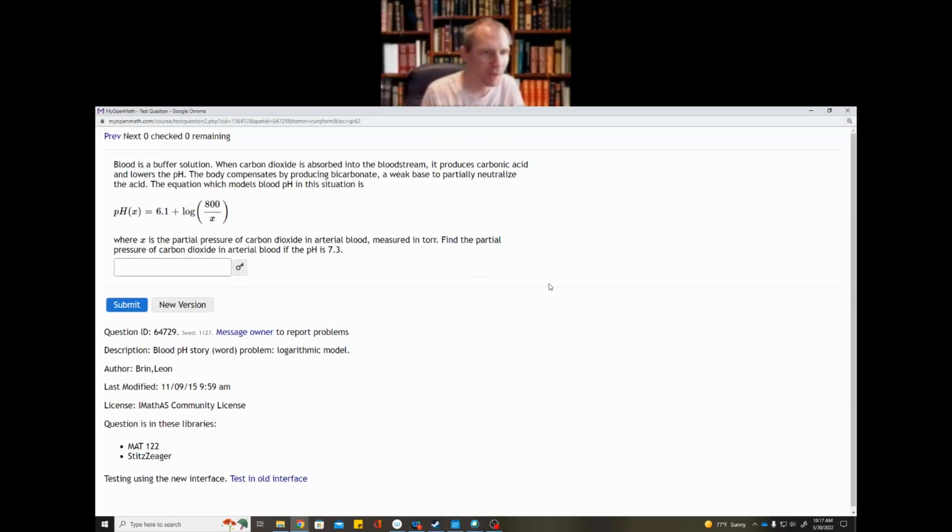Okay, here's 1.5, question 24. Blood is a buffer solution. When carbon dioxide is absorbed into the bloodstream, it produces carbonic acid and lowers the pH. The body compensates by producing bicarbonate, a weak base, to partially neutralize the acid. The equation which models blood pH in this situation is pH as a function of x, 6.1 plus log. Just a side note, typically when we write log and we don't write a base on there, it's understood that that's going to be log base 10.